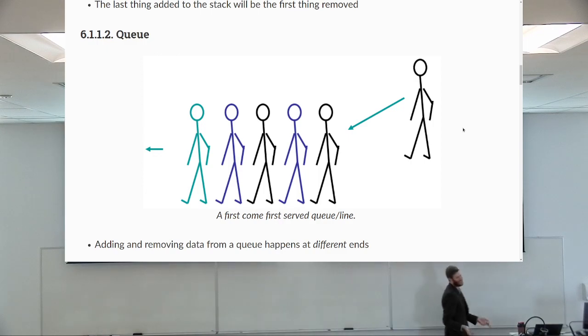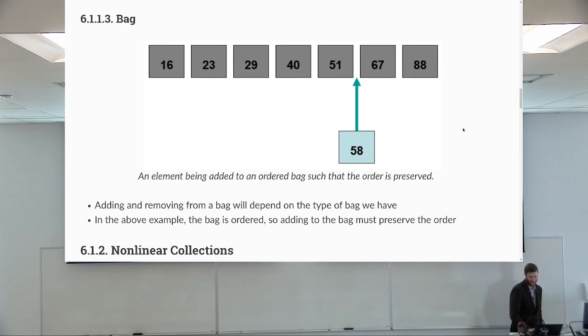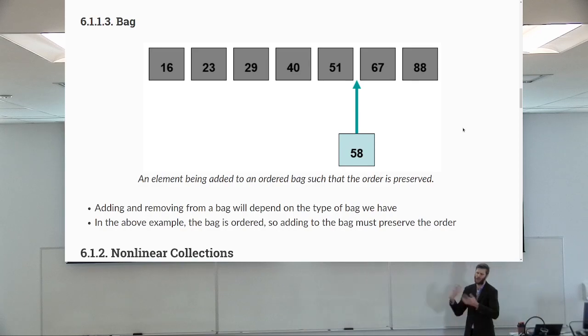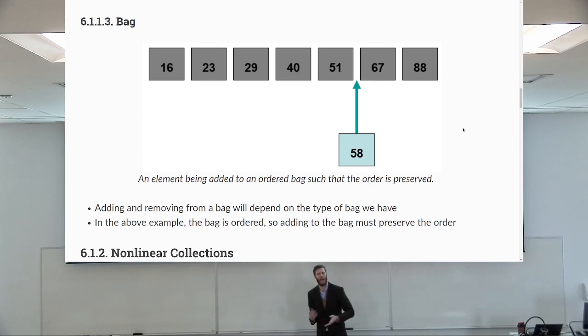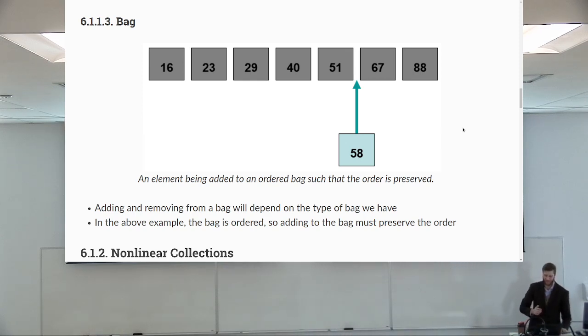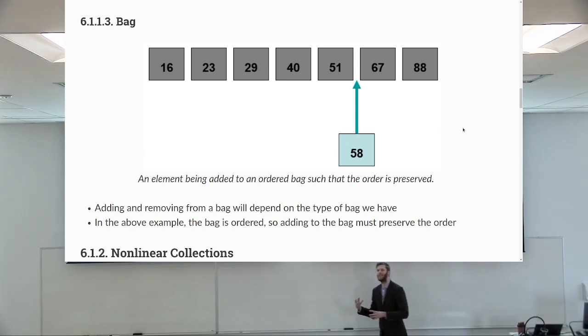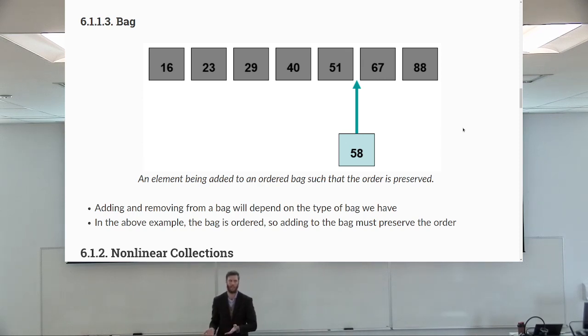Then we have bags or lists. Sometimes we can think of them as the same thing, but a bag is just some more general collection of things. Maybe we can add and remove to the beginning, middle, end. Maybe there should be some rules around the bag or the list, depending on the type. For example, this is an ordered bag, where the elements must be ordered based on some ordering. The elements themselves define the ordering. Here it's the integers. And if I say, add the number 58, where does it go?